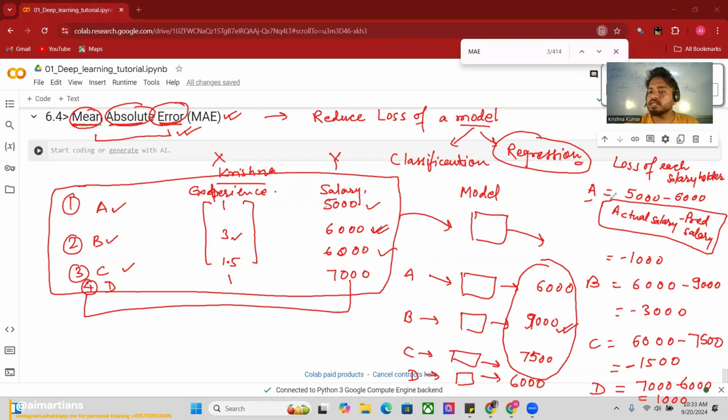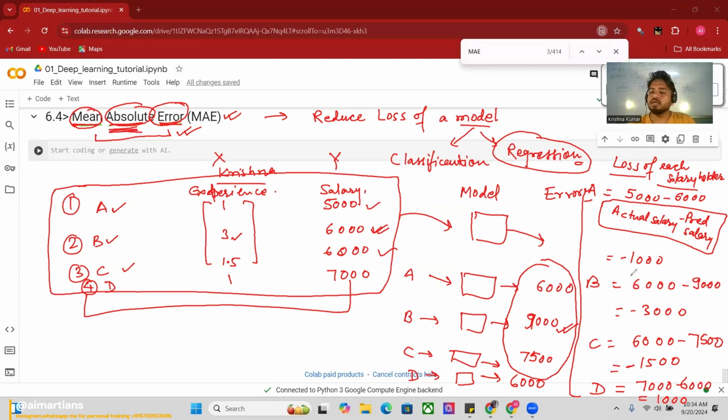Now this is called error, the error of each data point. I have 4 salary holders, and I want to calculate the error of each one individually. That is called error, or you can say residual. I talked about it in my binary cross entropy session. So now what I have to calculate is the absolute loss. Now what is absolute value?